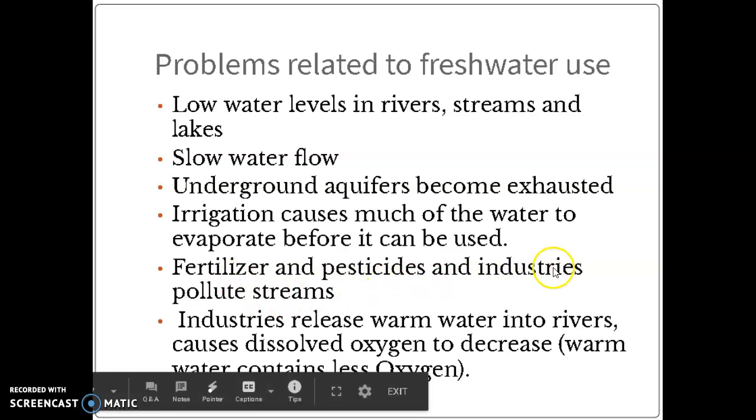Fertilizers and pesticides and other industry pollutants go into the runoff into streams and lakes, and that hurts the wildlife there. And the industries will release warm water into the rivers, and that causes the dissolved oxygen in the water to decrease, because warm water has less oxygen, so that's harmful to the wildlife that lives there as well.